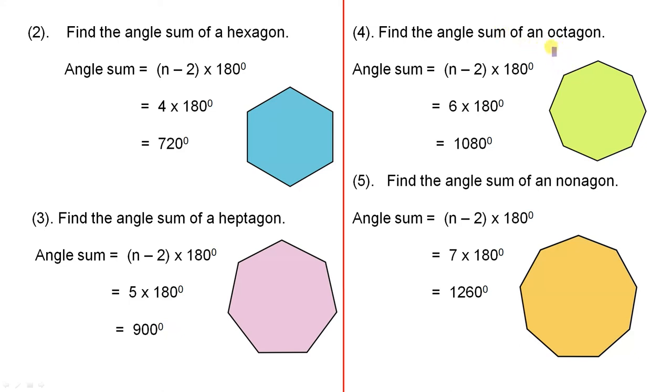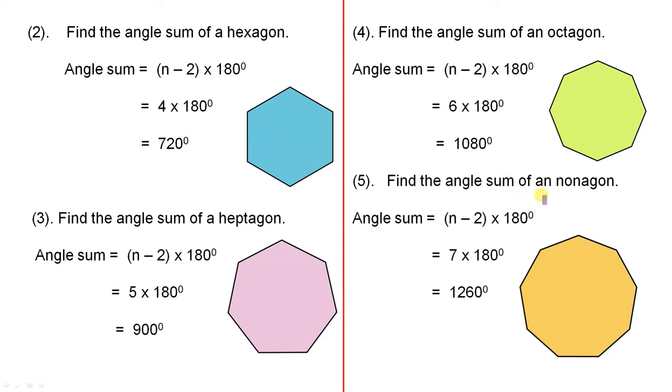The angle sum of an octagon. Now an octagon, like octopus, is an 8-sided figure. If we use the same formula and let n equals 8, 8 minus 2 is 6. 6 times 180 is 1080 degrees. So the sum of all the angles there, the 8 of them, is 1080.